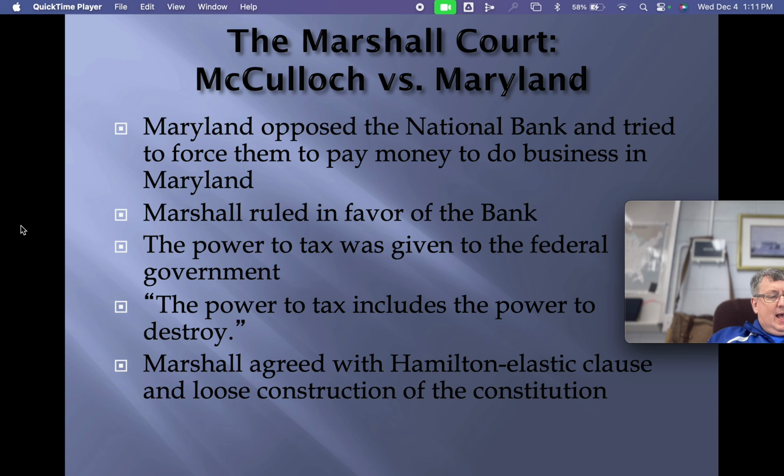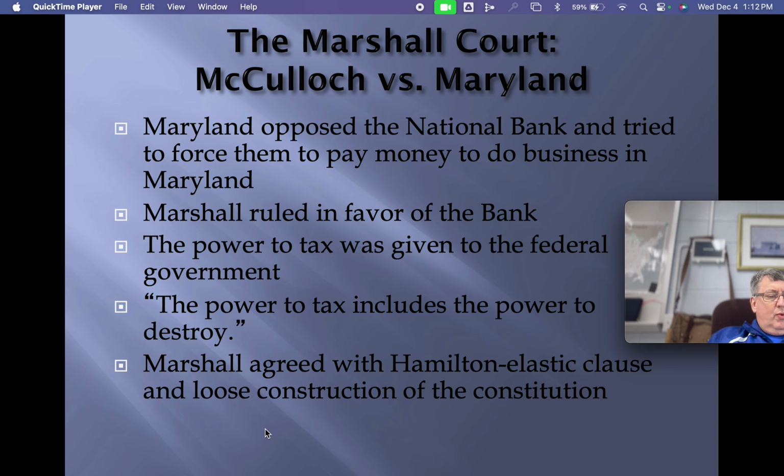The power to tax, he said, and the court said, was given in the Constitution to the national or the central government and was not a state power. He also said, and this is kind of the key line that came out of it, that the power to tax includes the power to destroy. In other words, a state cannot have that type of power over the federal government, because if you continue to pass a tax that's higher and higher and higher, you can destroy something. So if you give a state the power to tax, in essence, the bank, a branch of the national government, then you can tax it out of existence.